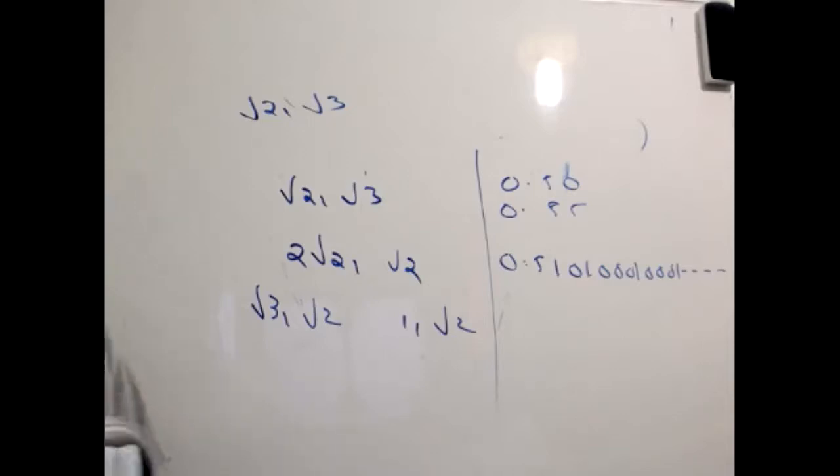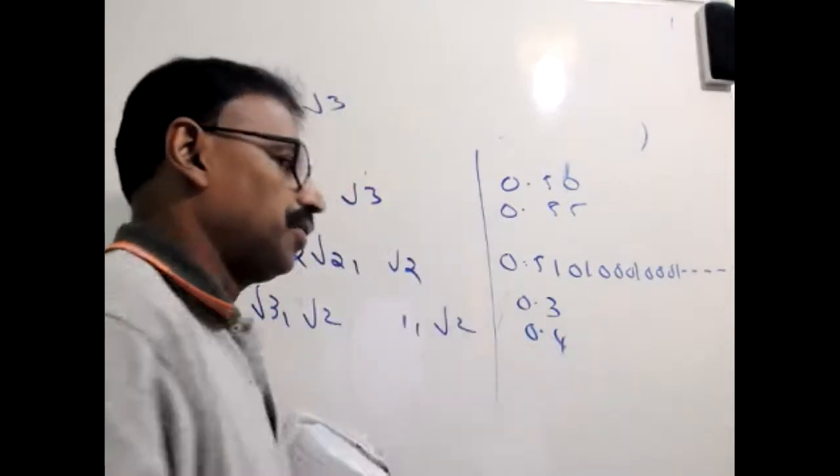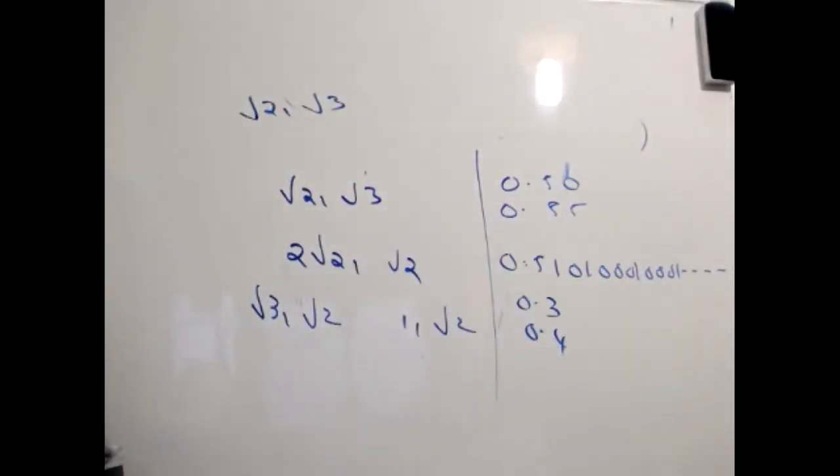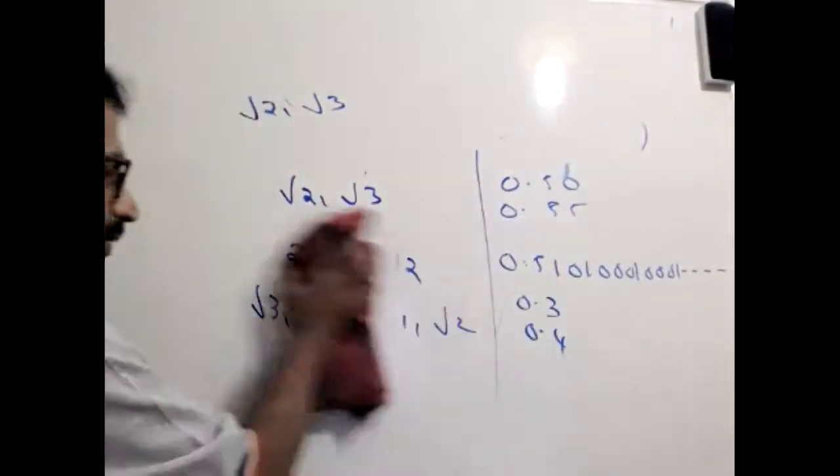Another example: between 0.3 and 0.4, what to do? Like 0.31, 0.310010001, like that you can write. Next one, simplify. It's just a conclusion of the chapter. Next one.